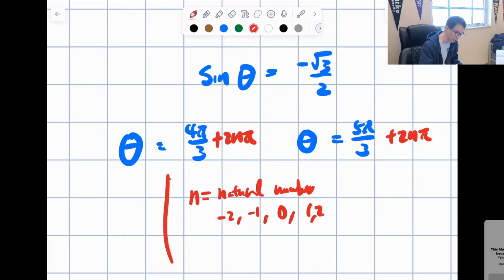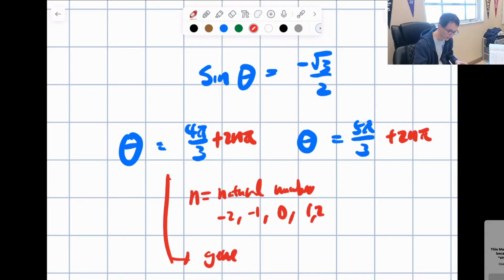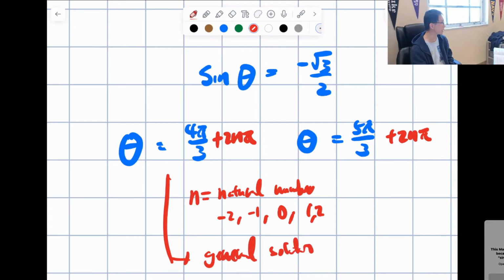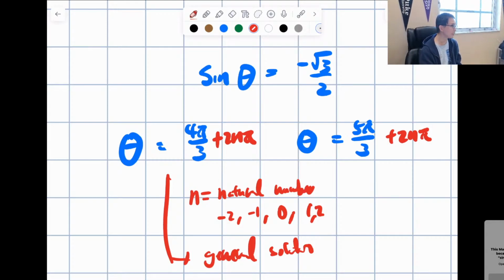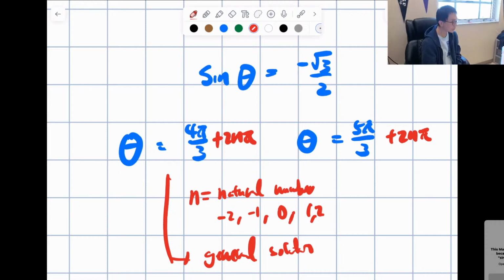This is called a general solution. Why is it called a general solution? Because that's a solution for all kinds of situations. Think about it. What happens if I have 11 pi over 3? What is sine of 11 pi over 3?